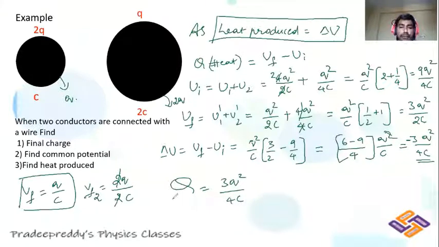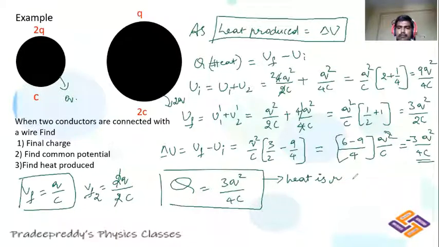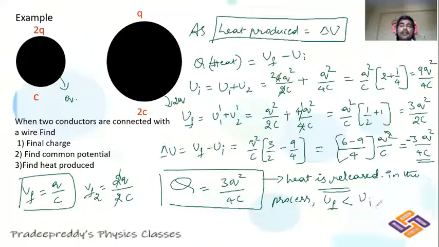Remember here, the final energy will be less than the initial energy because heat is released. Heat is released in the process. As heat is released, U final will be less than U initial. Initial potential energy is greater than the final potential energy. Only then will heat be produced within this particular process. That is how you can find the heat produced in this process.